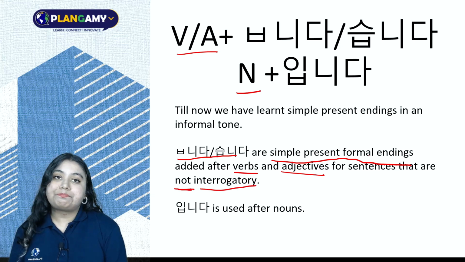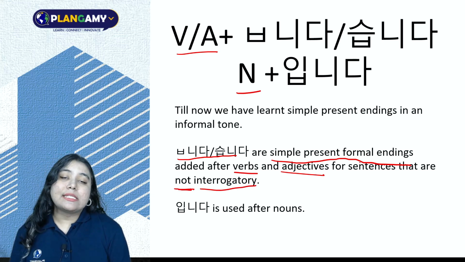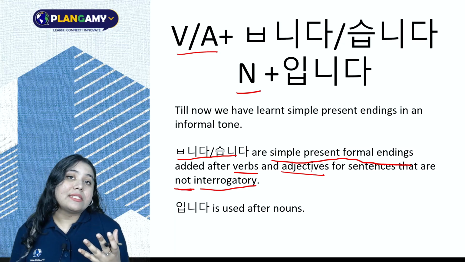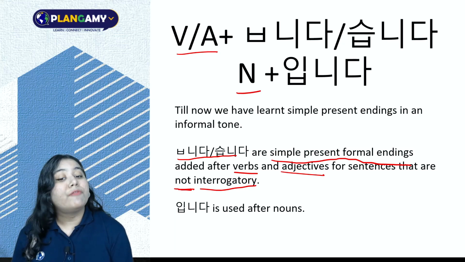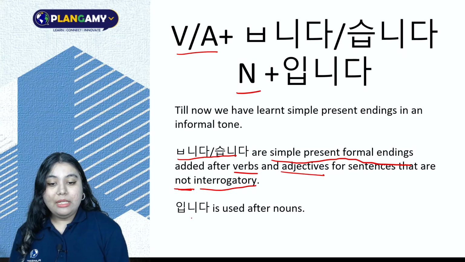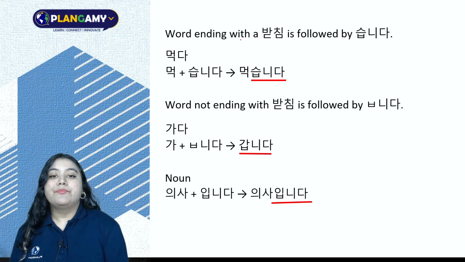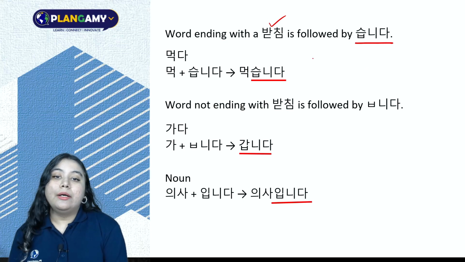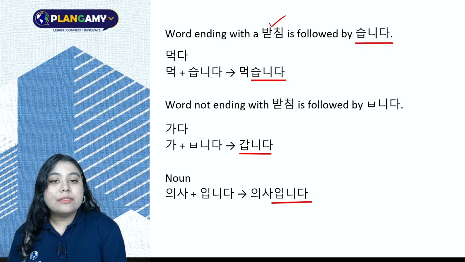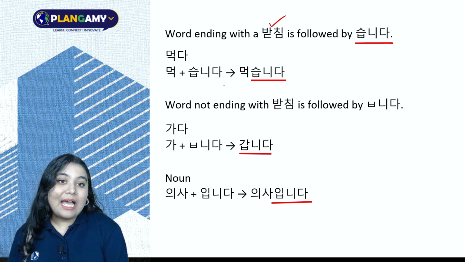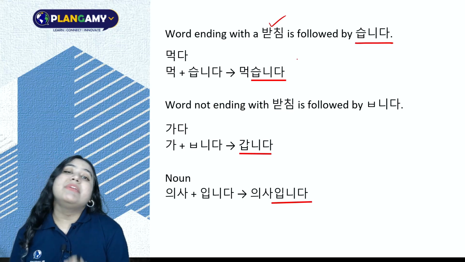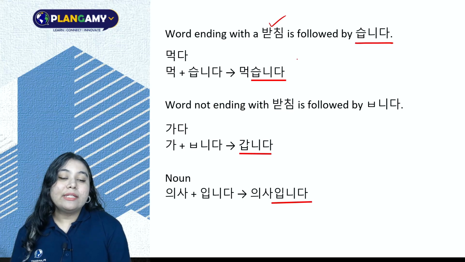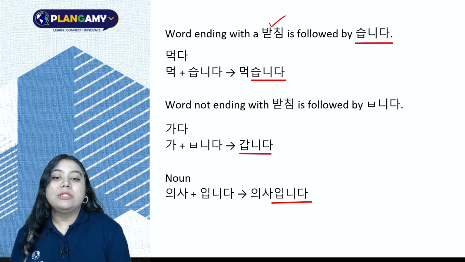Okay. So 봅니다 and 씁니다 are simple present formal endings added after verbs and adjectives for sentences that are not interrogatory. That means not questions. They are used for declarative and assertive sentences. Sentences which are ending with a full stop. And similarly, 입니다 is used after nouns. Okay. Now where there is a 받침, there is a final consonant, I'll use 씁니다. 먹다 plus 씁니다. 먹습니다. Similar to 먹어요. Means the same as 먹어요. Right? But in a formal tone.